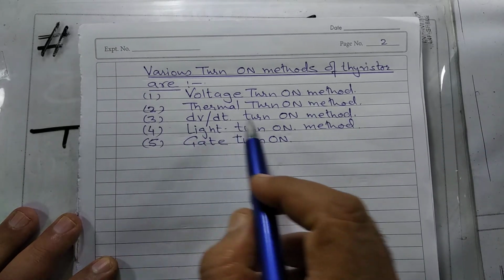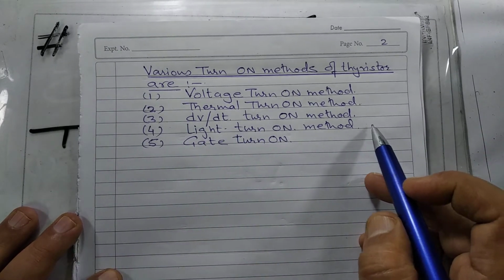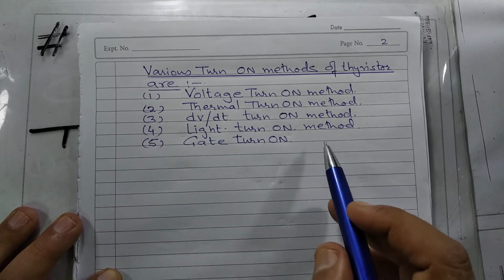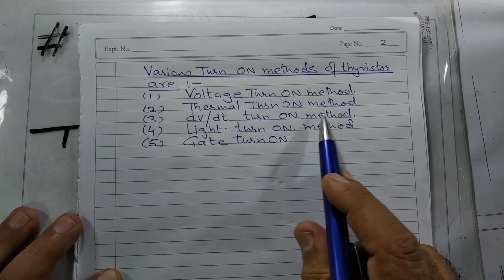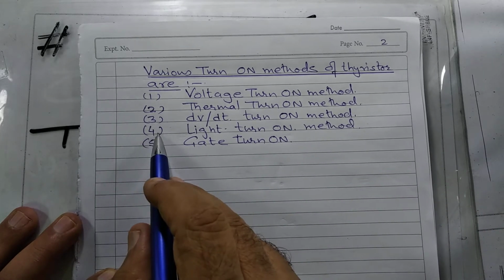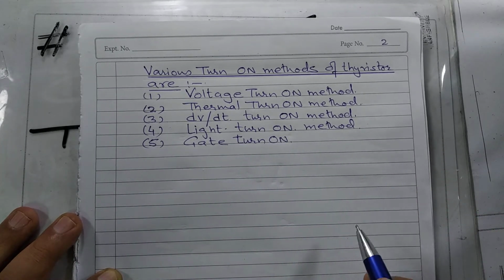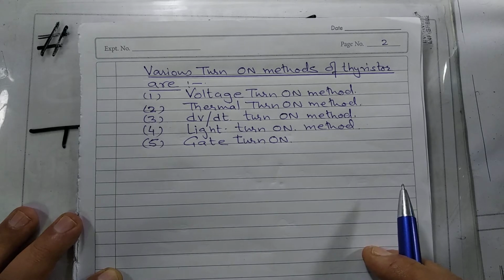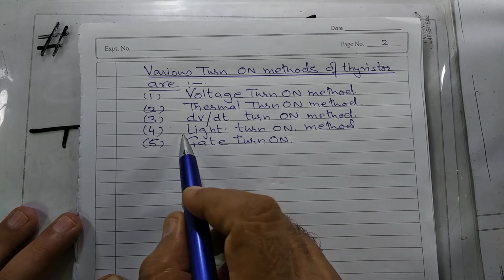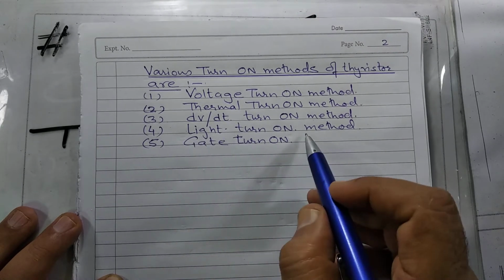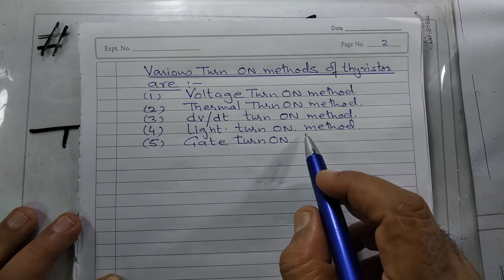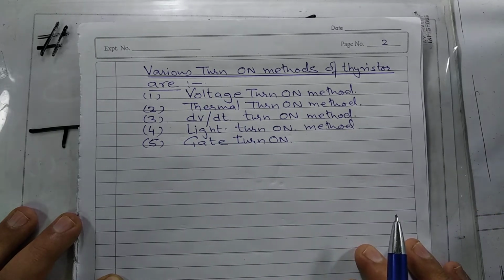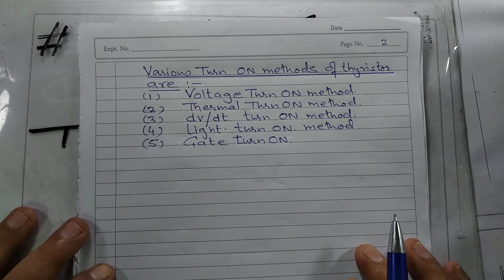Third one is dV by dt turn on method. So dV by dt is rate of change of voltage with respect to time. So that is again a voltage turn on method. Fourth is light turn on method. Light turn on method is useful in LASCR, that is light activated SCRs, where we do not connect gate, but the gate is activated with the help of light. So it is called light turn on method. So the example is LASCR.